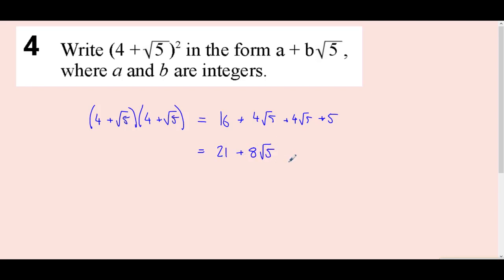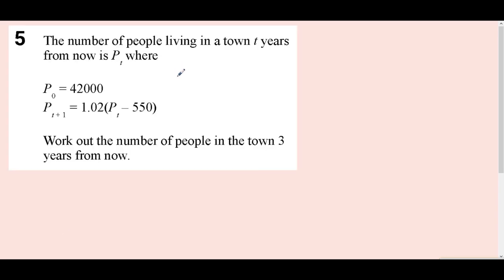Probably a 2-mark question here. 1 mark for getting 3 out of these 4 parts of the expansion correct, and then the 2nd mark for getting the final answer. Right, question 5, we have an iteration formula here.